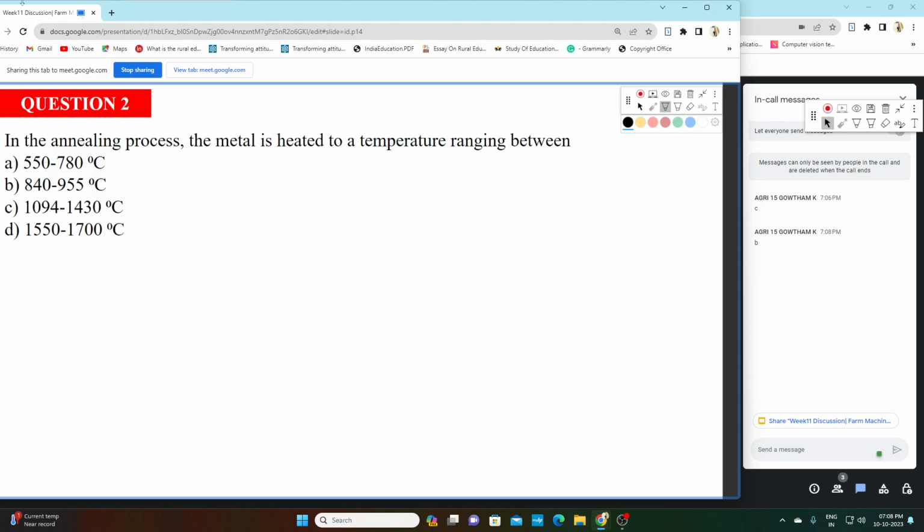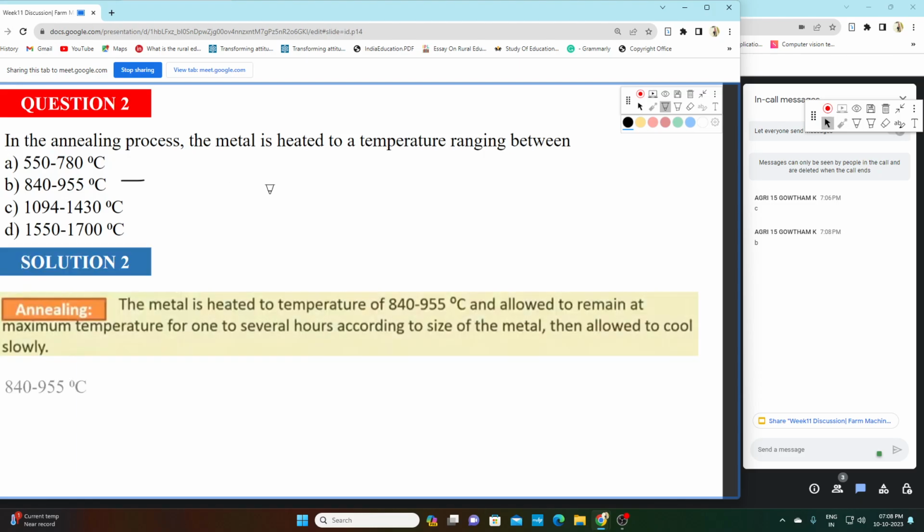Yeah, so Gautam is saying B. You are absolutely right, Gautam. For the annealing process, the metal is heated to a temperature of 840 to 955 degrees Celsius. And what is the difference between hardening and annealing? In hardening, we are suddenly cooling it, but in annealing, we keep it for several hours to cool automatically. We are not using sudden cooling with the help of any liquid. So in annealing, we keep it for several hours in order to cool it.